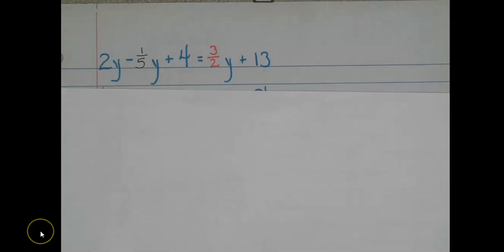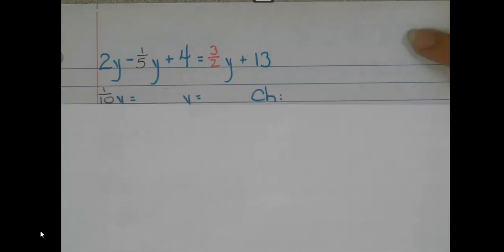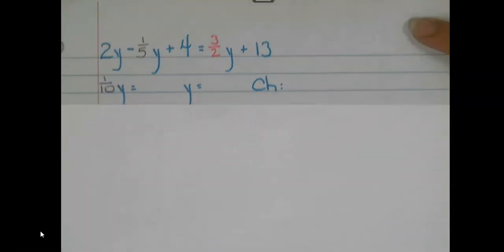For our final example, we will solve that same equation that we just solved, but without replacing it with our values. We will leave our fractional values as they are. So again, 2y minus 1/5 y plus 4 equals 3/2 of y plus 13. So my common denominator is still 10, and so I am solving for 1/10 of y and y.